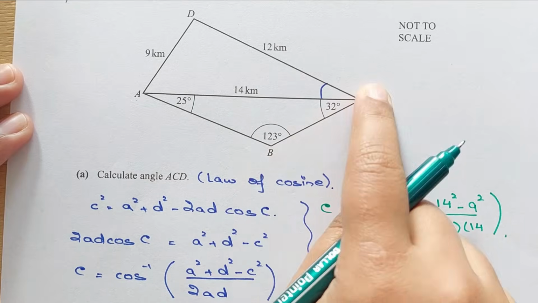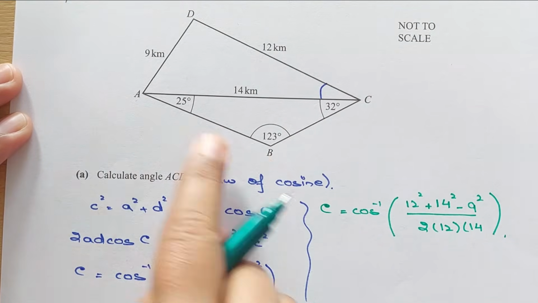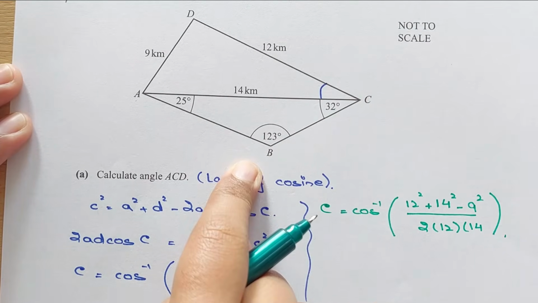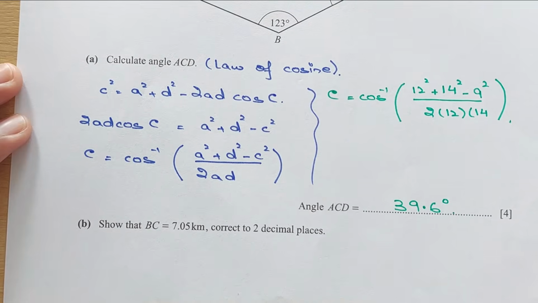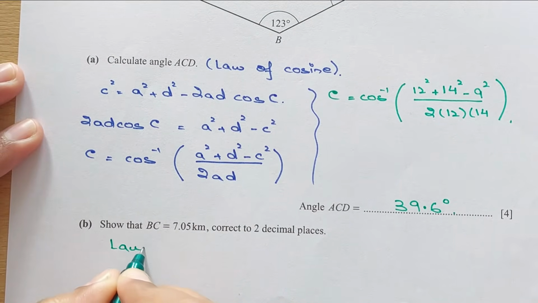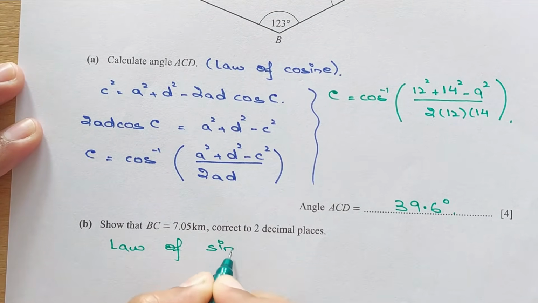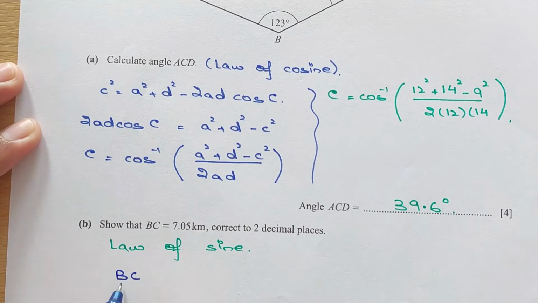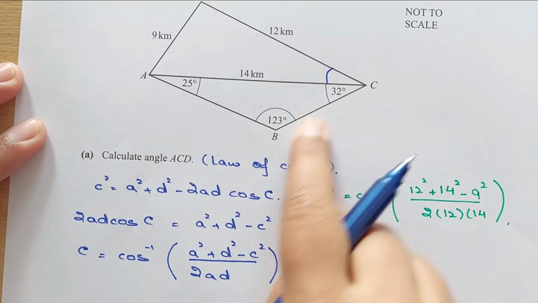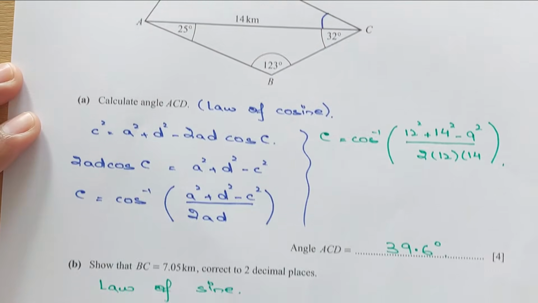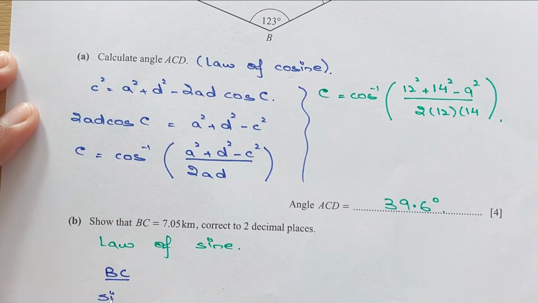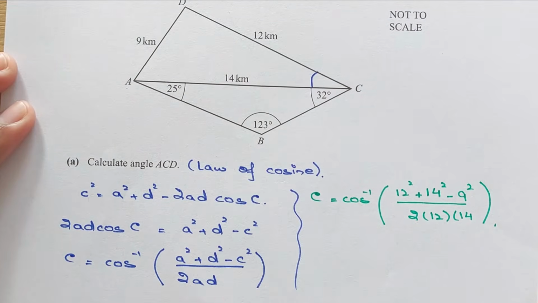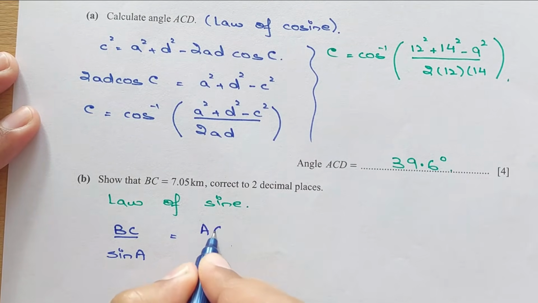BC, this side BC. Now consider the triangle ABC, right? We have all the three angles. We have the side AC, we need to find BC. So here we apply the law of sine, right? So we need to find the side BC. So we can say BC divided by sine of A, this is the side BC and the angle in front of this is angle A, equals the other given side AC and its front angle is B, AC divided by sine of B.